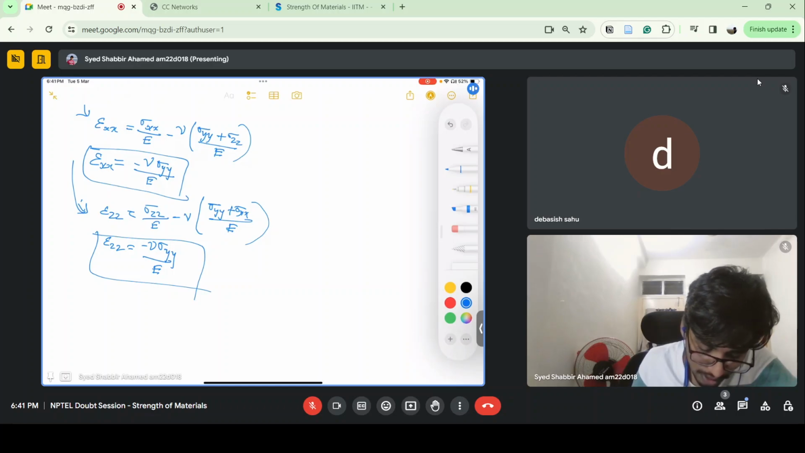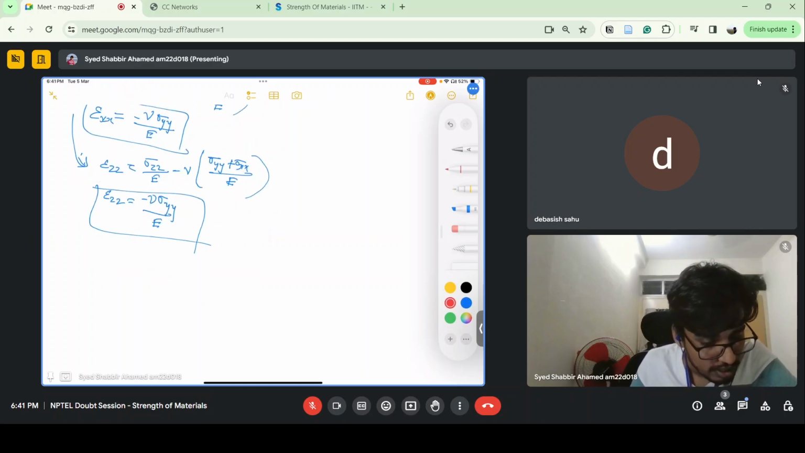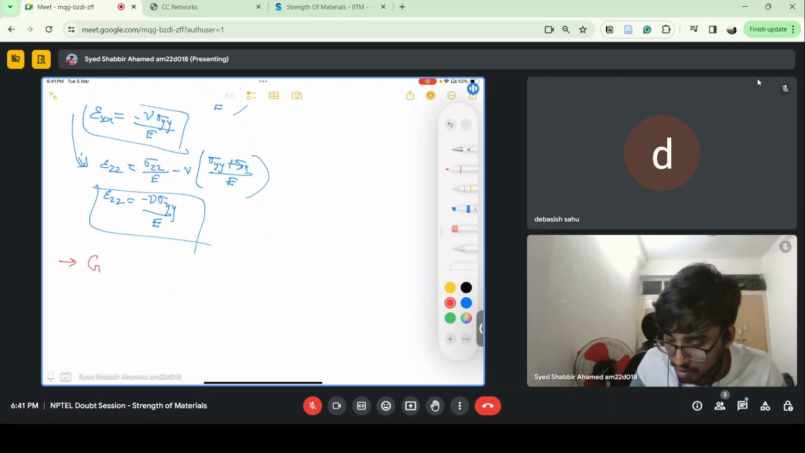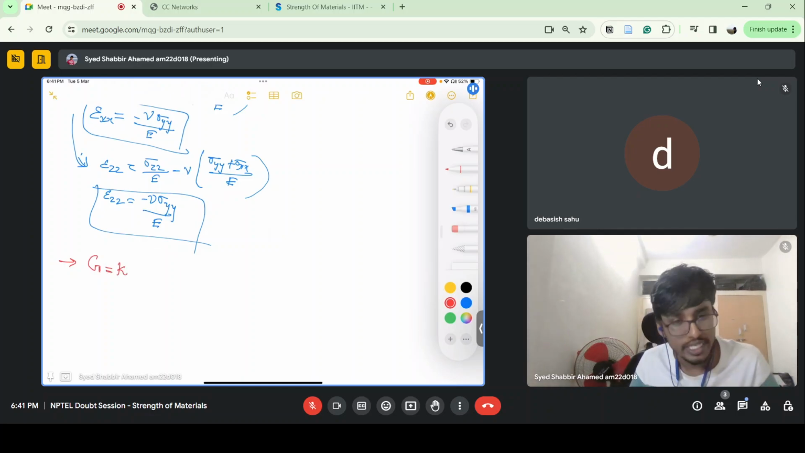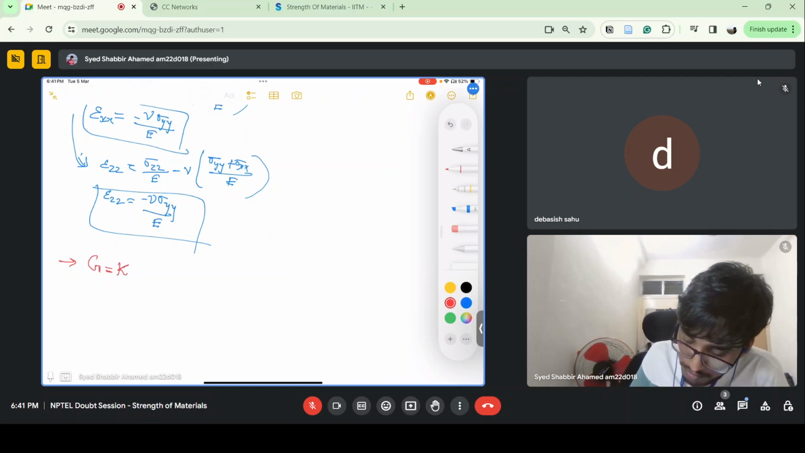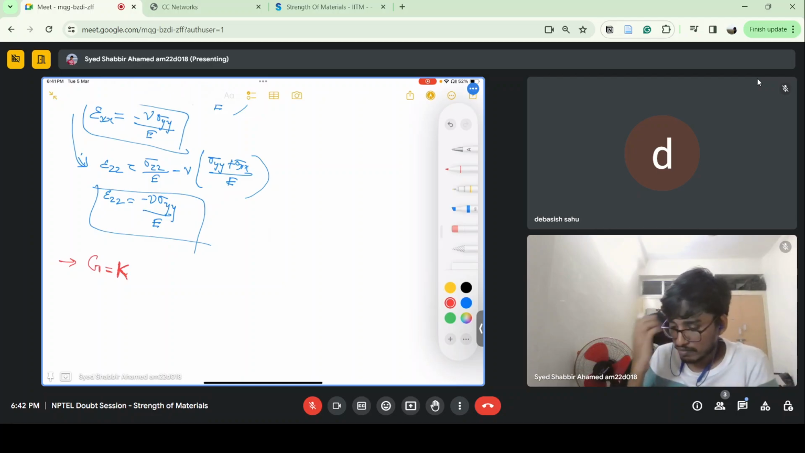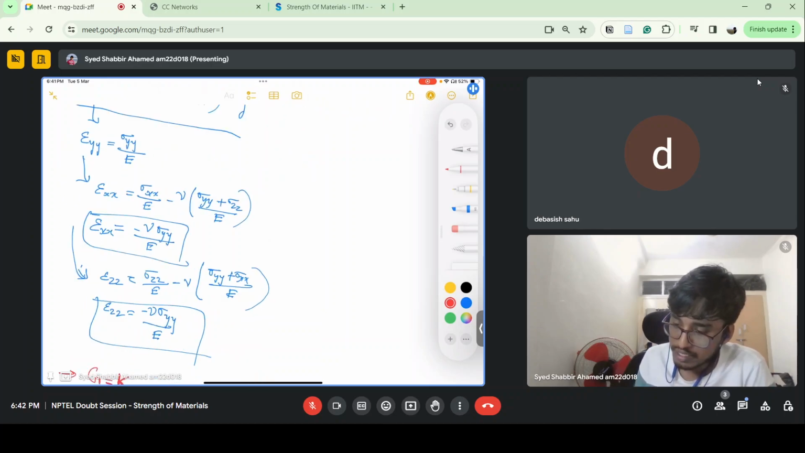This is how you get the longitudinal strain and the lateral strains for a tension test. And if I have a particular material whose modulus of rigidity is equal to the bulk modulus. So he's saying that the modulus of rigidity is equal to the bulk modulus. Sorry, shear modulus, also called modulus of rigidity, is equal to the bulk modulus. Then the Poisson's ratio will be... So we have these relationships.